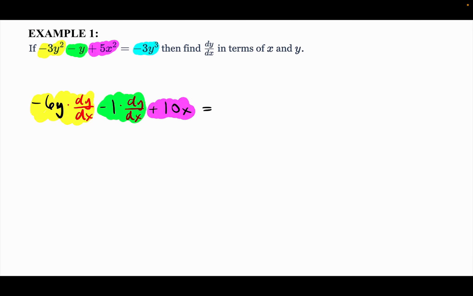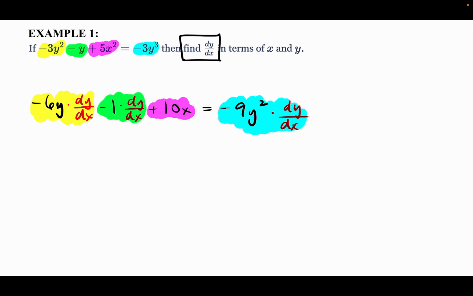Equals. What's the derivative of the blue? Negative 9y squared. This one also needs a tag because it's the derivative of y. So now what I have to do is, it says find dy over dx.